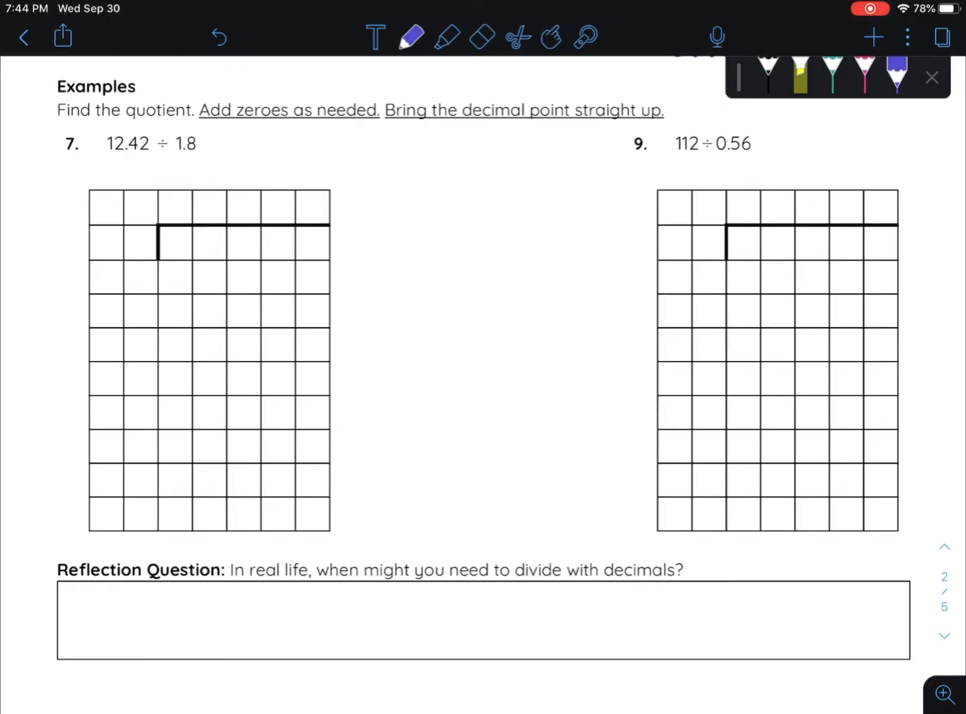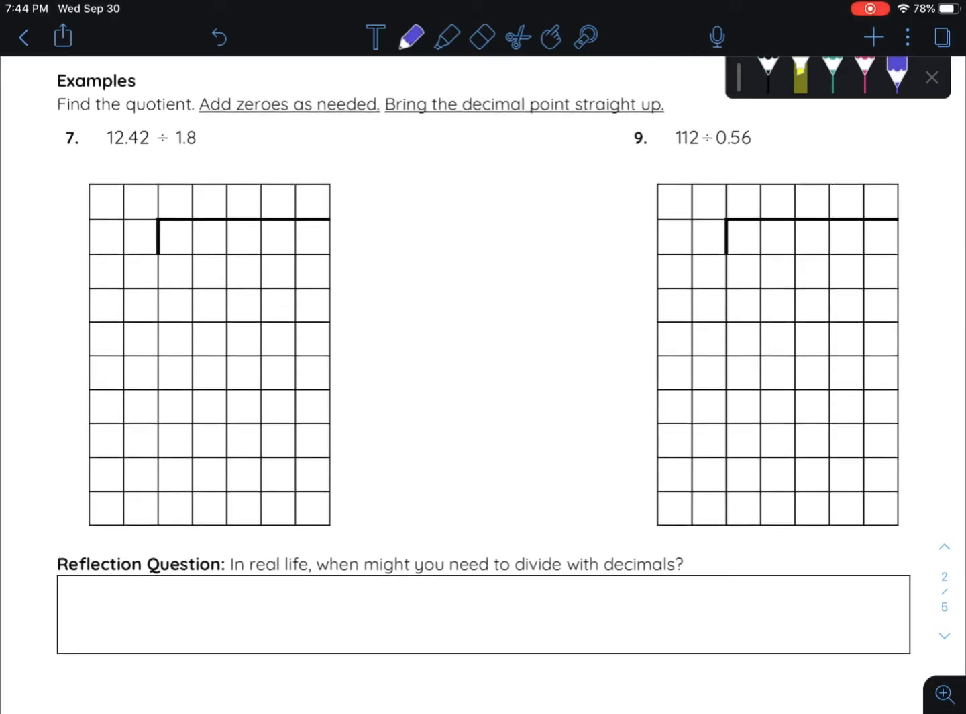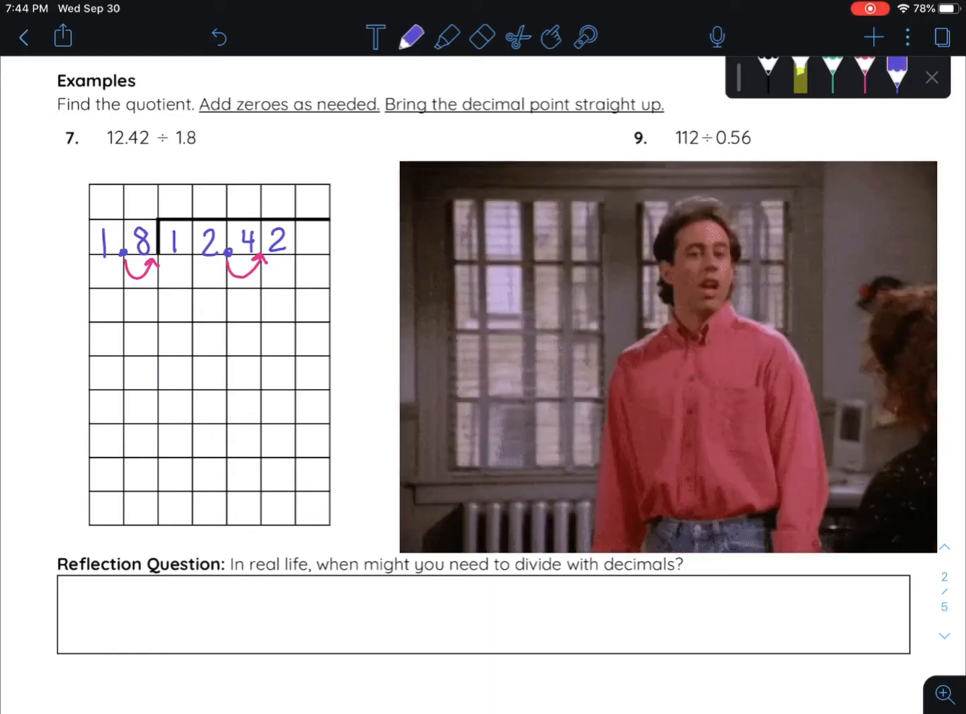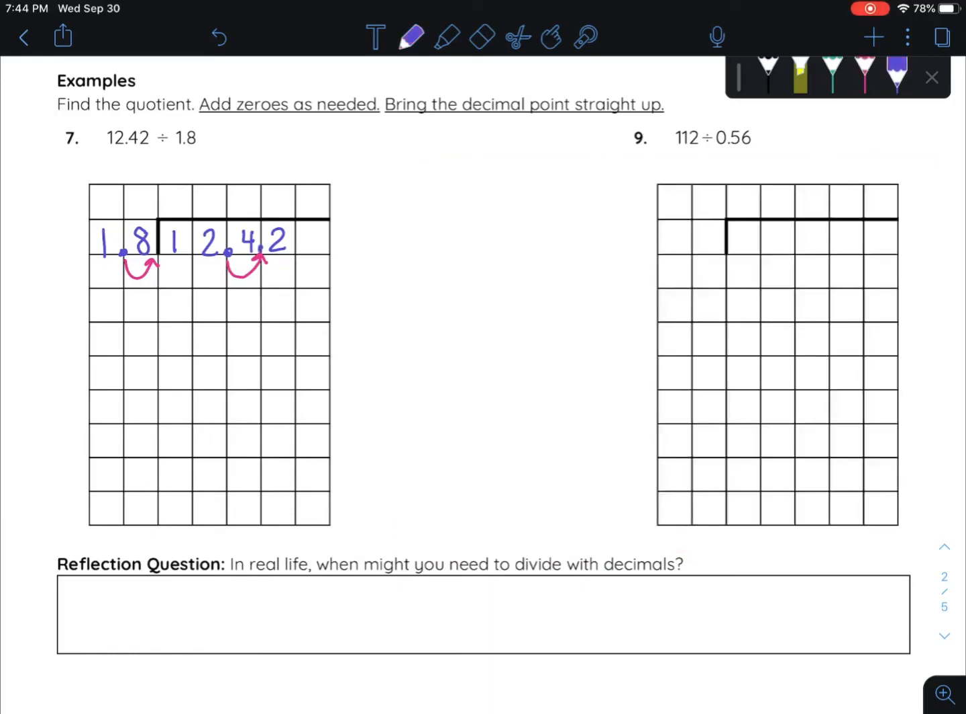So for this next one here, let's actually do the division. Okay, remember the first number goes on the inside, so 12.42 divided by 1.8. But we don't want 1.8. We want this to be moved over once. Same thing on the inside. And now our new decimal point is here. So I'm going to go ahead and erase that. And now we've got 18 dividing into 124.2.